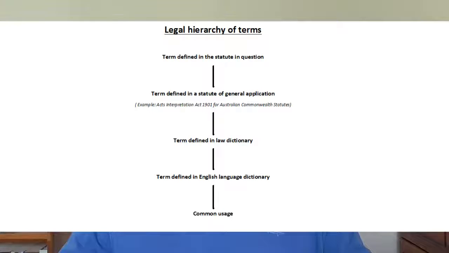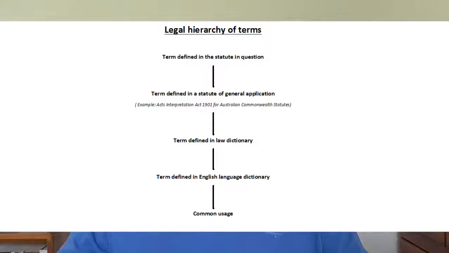But if it's not defined in the tax code, then the next place you would go for a definition is the Acts Interpretation Act. And then that is the definition that would be used in the tax code of the term Commonwealth of Australia. Well, we might as well continue. Let's assume it is, I'm pretty sure it is in the Acts Interpretation Act, but let's assume it's not. If you couldn't find it in the tax code and you couldn't find it in the Acts Interpretation Act, where do you go next? Well, as it says there, is the term defined in a law dictionary?